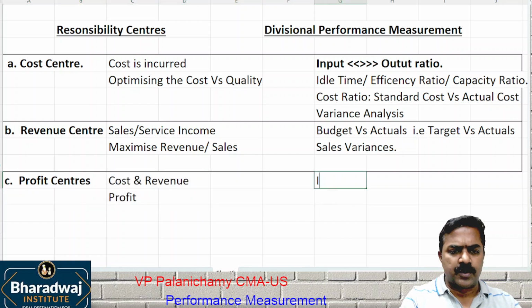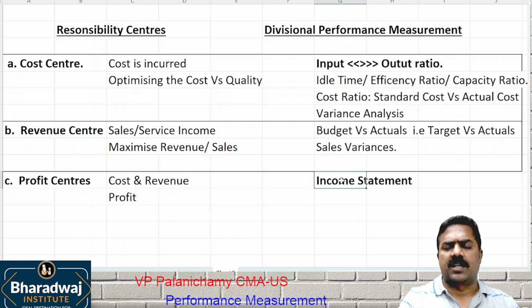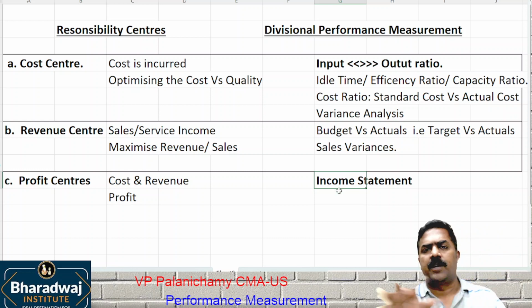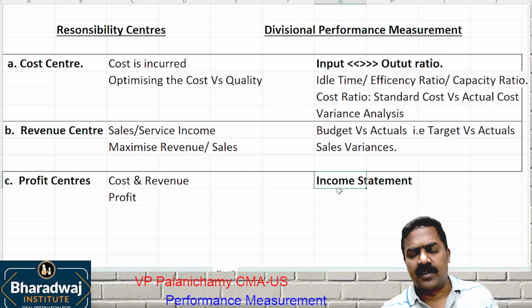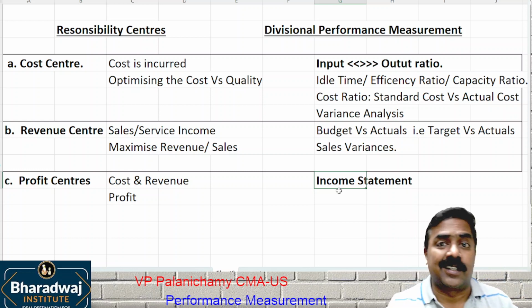We work out which one? Income statement. Income statement with the cost analysis we work out for different profit centers. Revenue minus cost. What cost? We've got variable cost, fixed cost, and we've got common costs that are allocated.